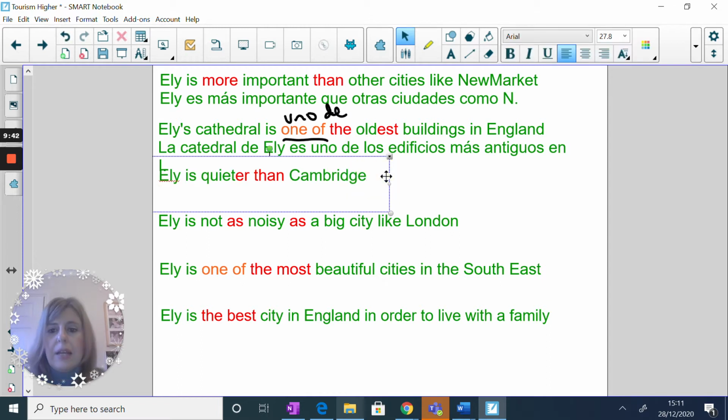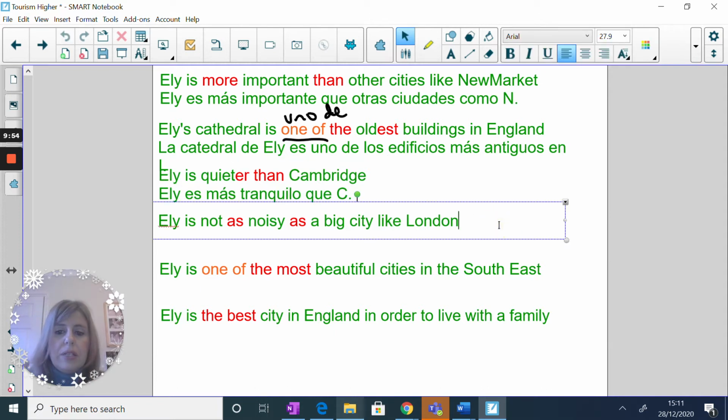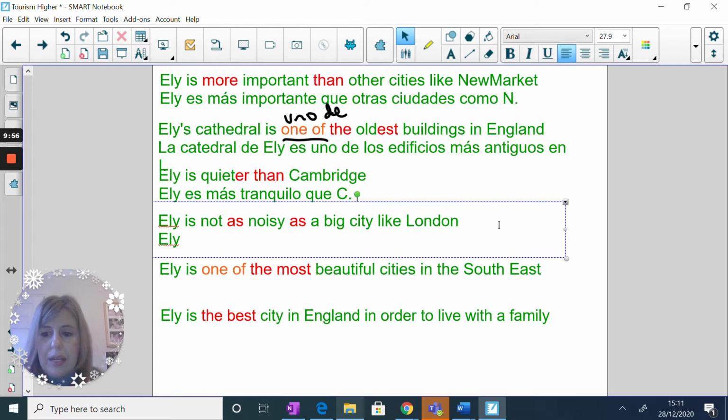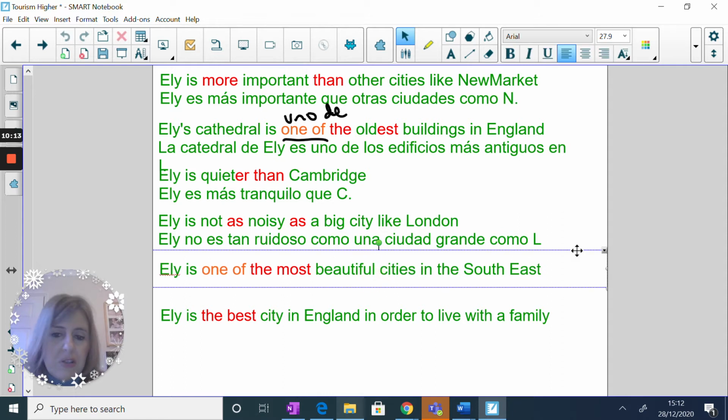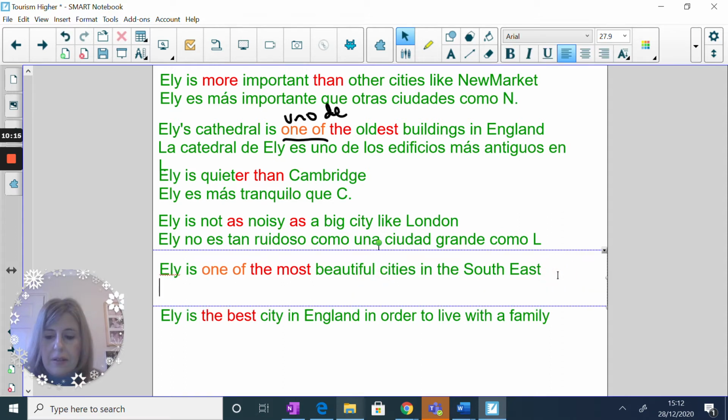Next one, Ely is quieter than Cambridge, more quiet. It's easy. Ely es más tranquilo que Cambridge. Ely is not as noisy as a big city like London. Ely no es, as remember was tan ruidoso como una ciudad grande como Londres.